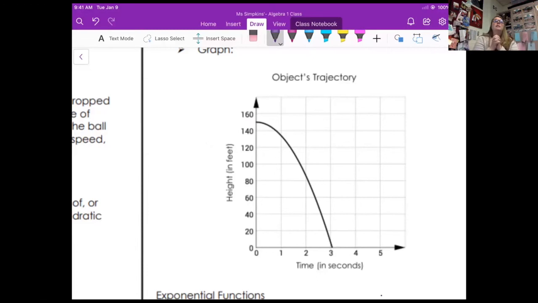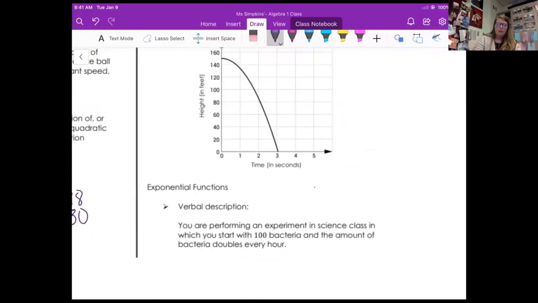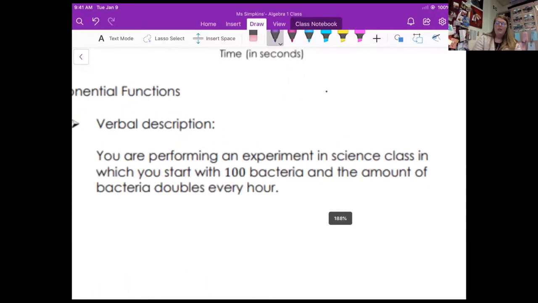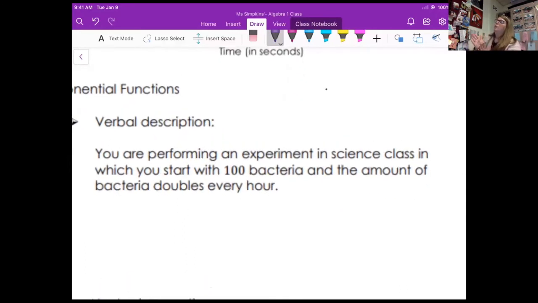Today we're going to talk about something brand new called exponential. Here is an example of a word problem that's exponential. You are performing an experiment in science class in which you start with 100 bacteria and the amount of bacteria doubles every hour. Well, doubles. That means it's not going to be constant. That means it's going to be exponential, because your new value is based on a previous value.